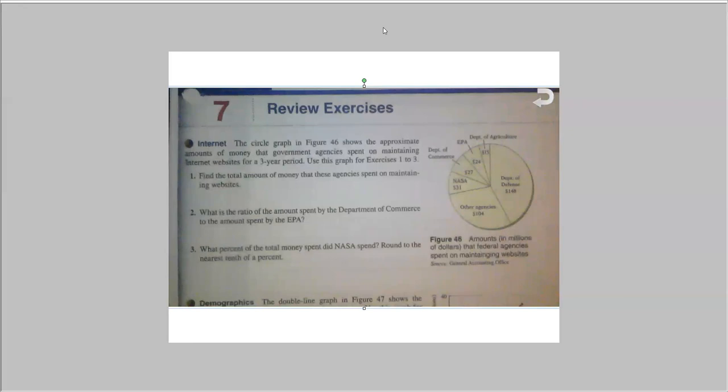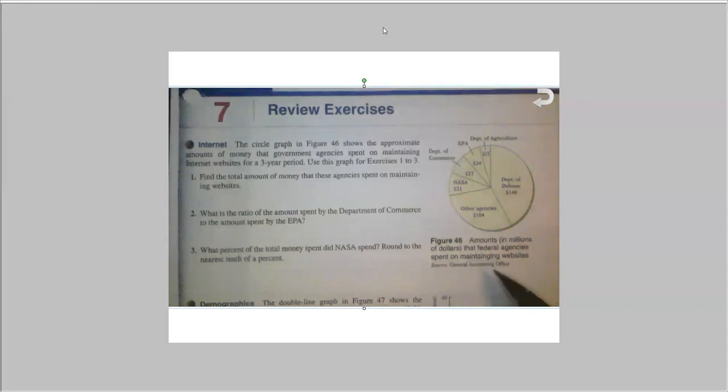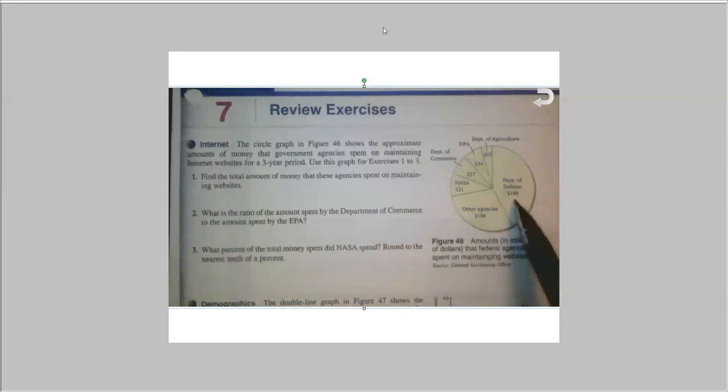This shows the approximate amounts of money that government agencies spent on maintaining internet websites for a 3-year period. One thing I want to encourage you to do as you look at the information presented to you, be sure and read all the information related to that graph, okay? What's hidden in this information is some very valuable information that might be missed if you're just looking at this circle graph. These amounts are in millions of dollars. Okay, so the Department of Defense is not just spending $148, but $148 million. So that's a very big difference in those amounts. So you'll want to make sure you label that properly.